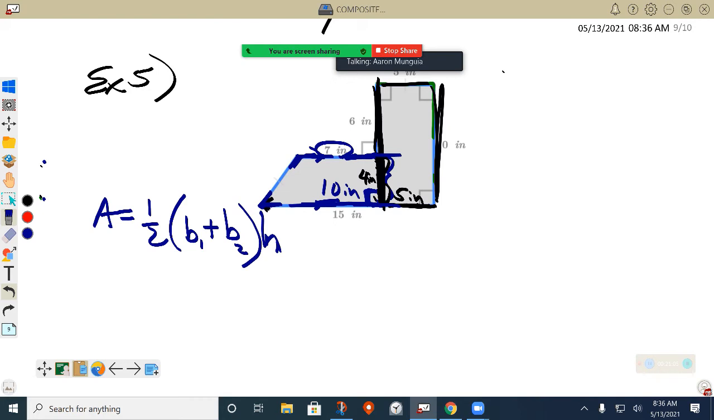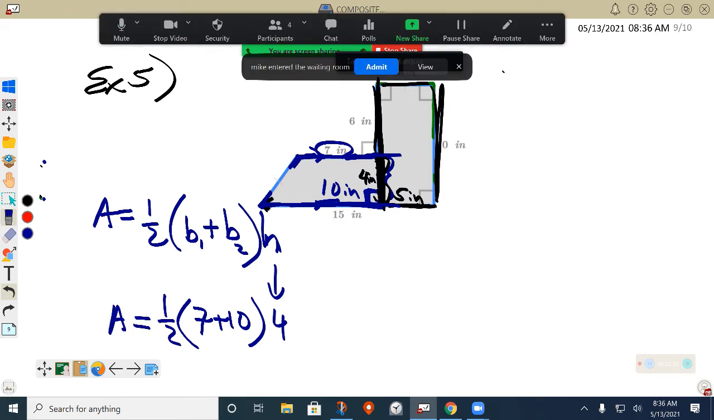So I'm going to replace h with 4. Both bases are going to be 7 and 10. And I got the 1/2 rocking in right here. There's our formula.